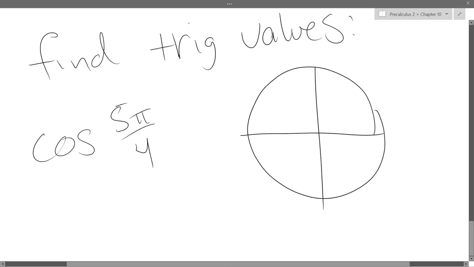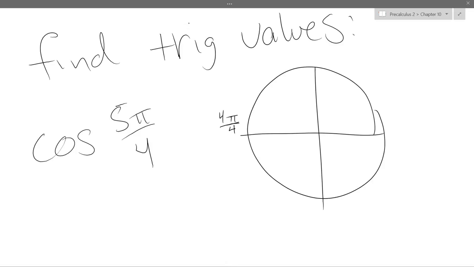I want to count in fourths. Normally I would call this pi right here. If I want to go in fourths, how many pi over 4s does it take to get over to here in the unit circle? It takes 4. Fractions only suck if you don't have a common denominator. If you have a common denominator, fractions are not so bad. So if that's 4 pi over 4, where's 5 pi over 4? It's going to be third quadrant.